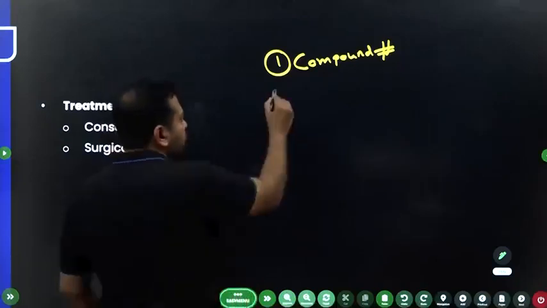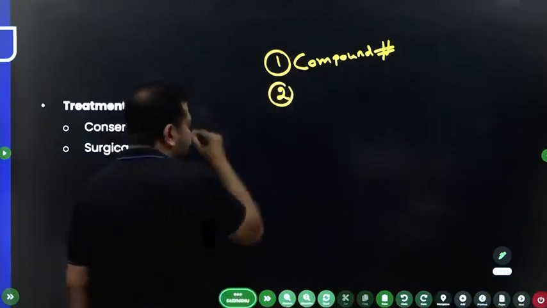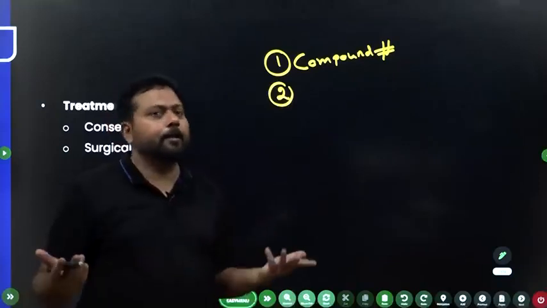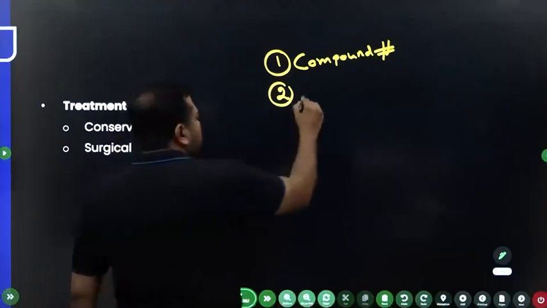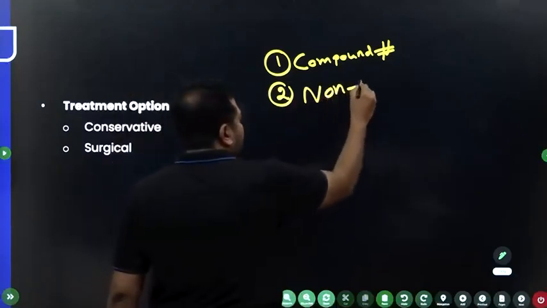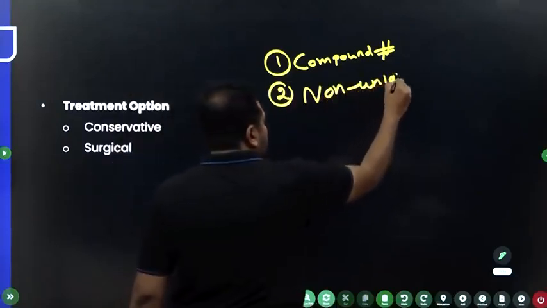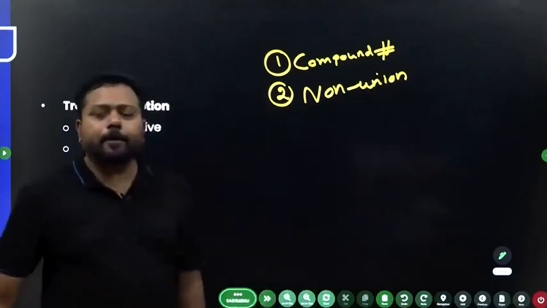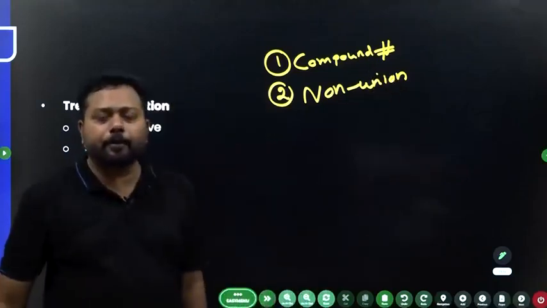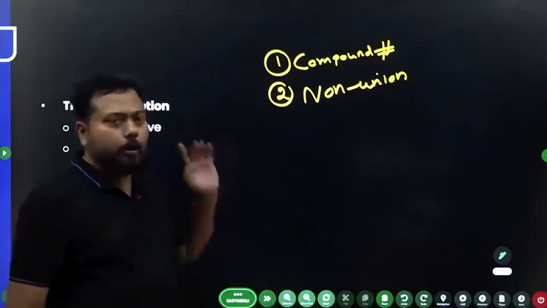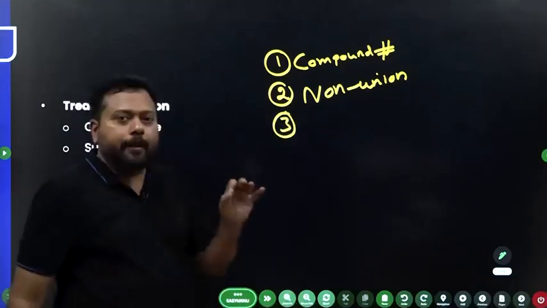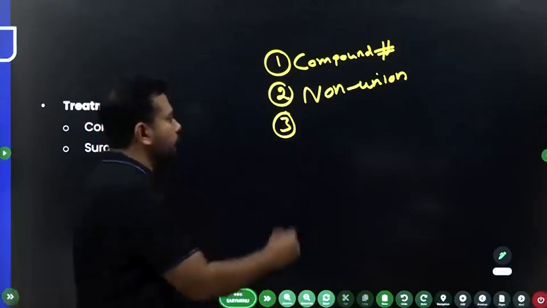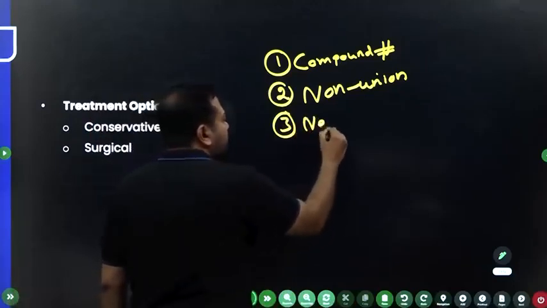So compound fracture. Number 2, you had tried conservative management. Even after 3 months, the fracture is not uniting. It has gone for non-union. Whenever, anywhere in the human body, in the bone, non-union has happened, the only treatment that is left is open reduction internal fixation with a bone grafting. So non-union.